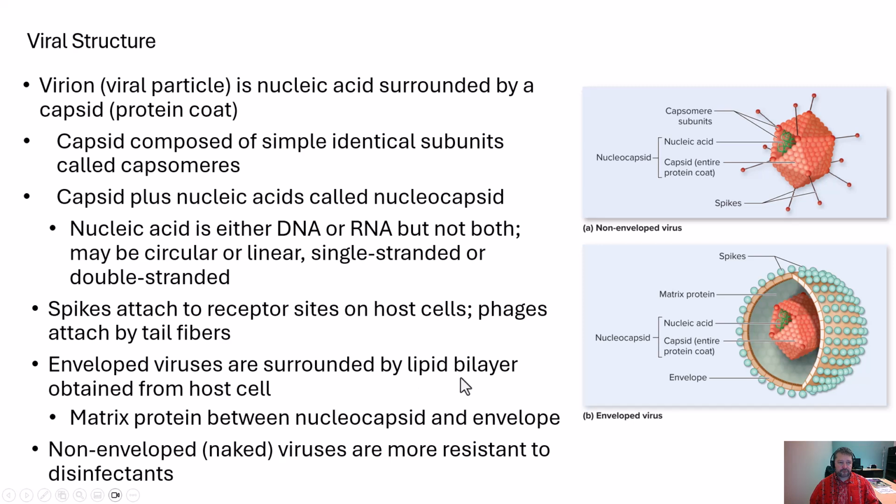So again, spikes are attached to the receptor sites on the host cell. Normally, they correspond to different hosts, and so sometimes viruses are very species specific. Their receptors only work on certain species. Other viruses, their receptors are generalized, and they can enter a lot of different species. It just depends on the type of virus. And so that's what makes some of the viruses pretty dangerous.